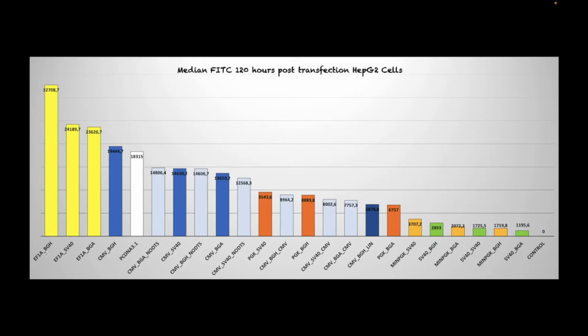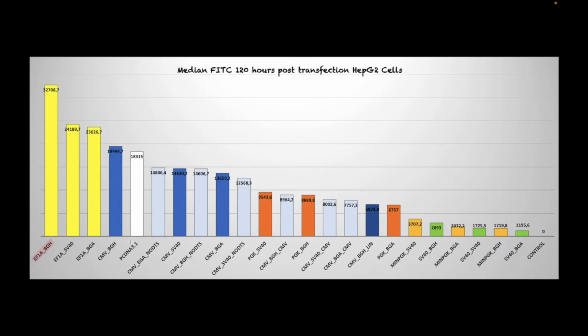As you can see here, my best expressing plasmid at 120 hours post-transfection, I repeat, in HepG2 cells and using SMAR vectors, so the vector that I'm using, was provided by EF1A BGH. As you can see, these plasmids right here changed in expression, which of course is to be expected.